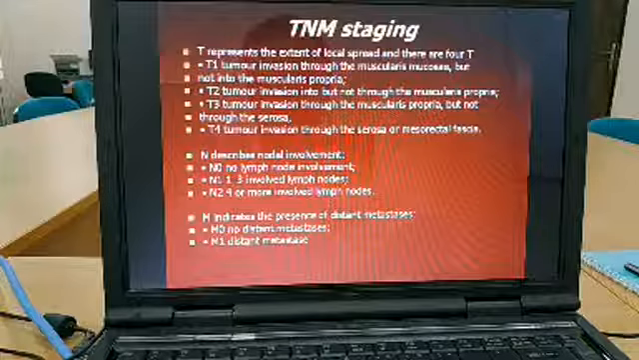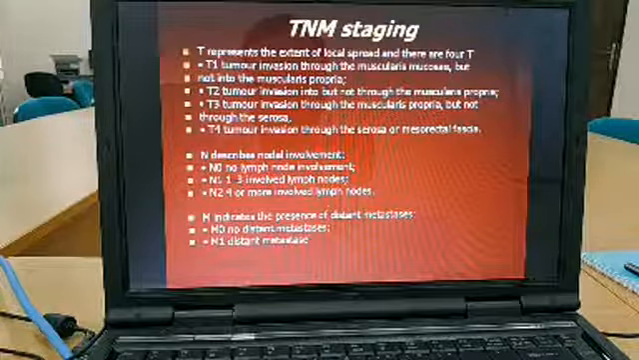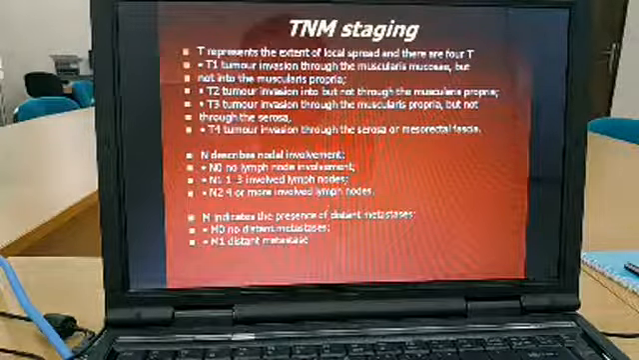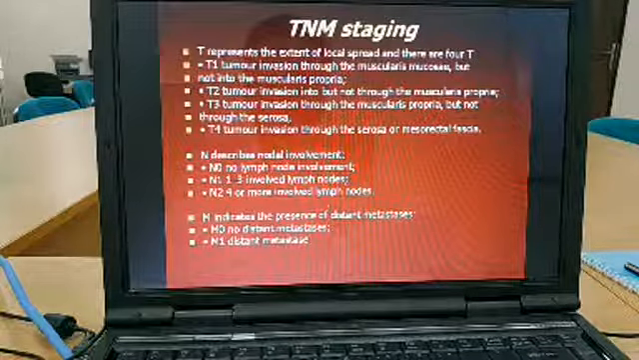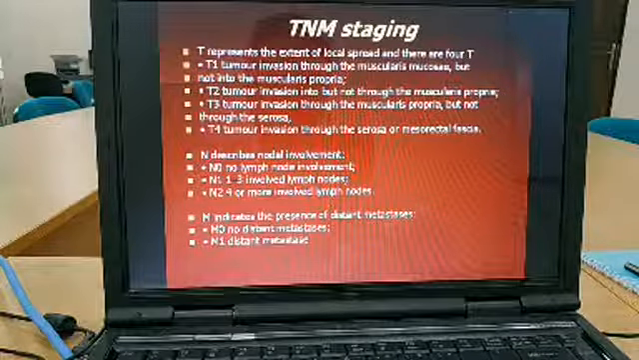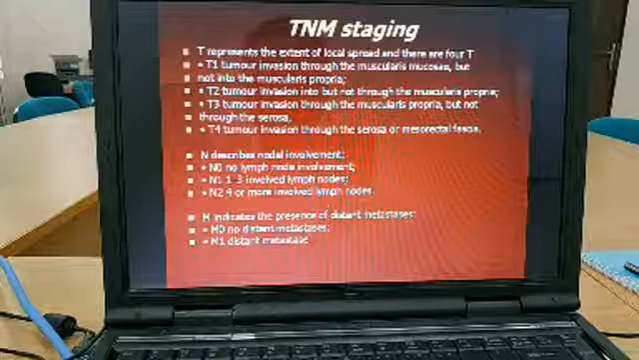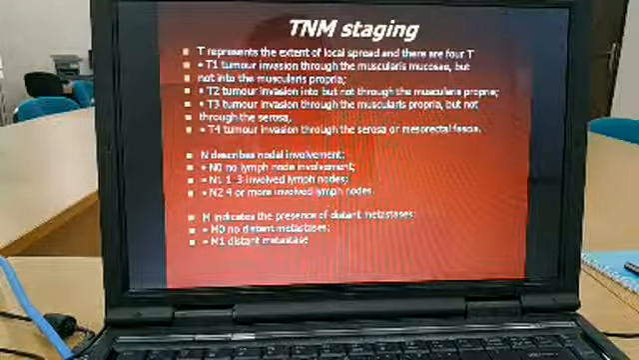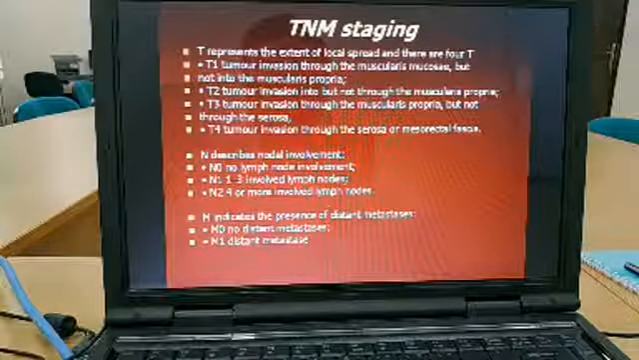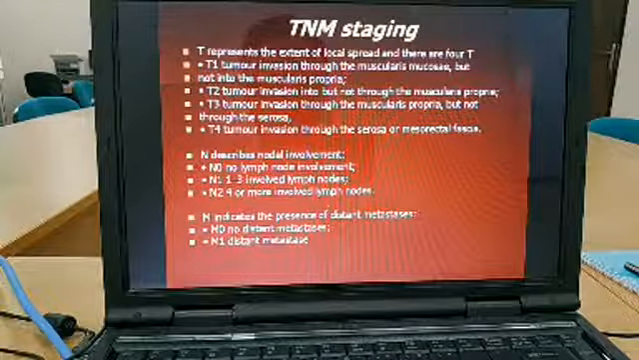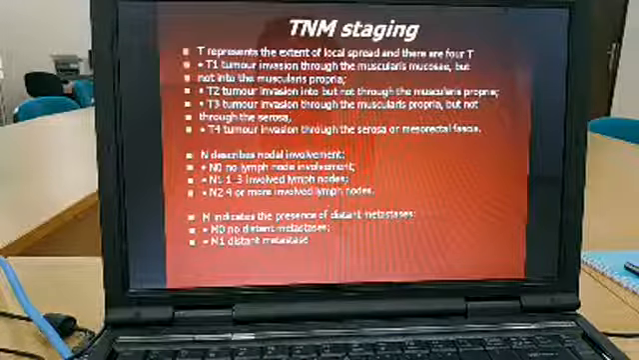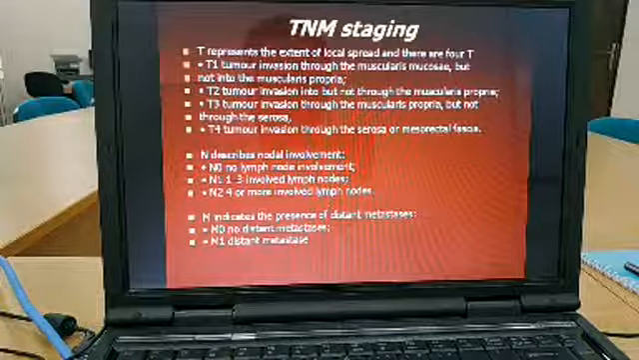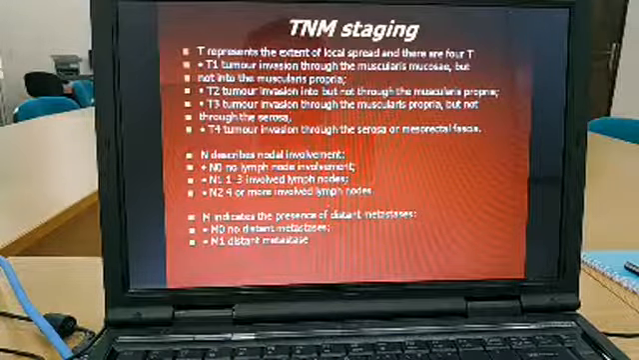T is again divided into T1, T2, T3, and T4. What we mean by T1 is tumor invasion through the muscularis mucosa, but not into the muscularis propria. T2 is invasion into but not through the muscularis propria. T3 means tumor invasion through the muscularis propria but not through the serosa. And T4 is when the tumor invades through the serosa or the mesorectal fascia.